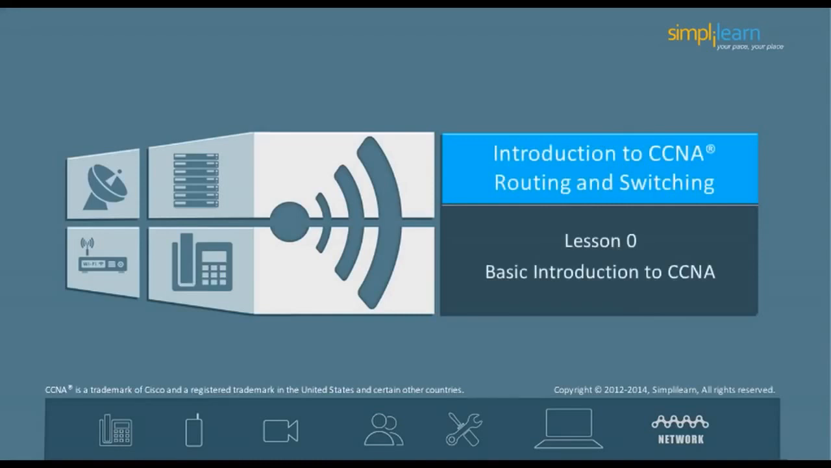Hello, and welcome to the CCNA Routing and Switching course offered by Simply Learn. This introductory lesson will give us a brief account of the CCNA Routing and Switching course and its objectives.